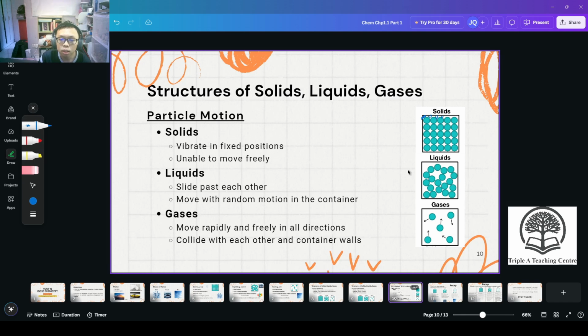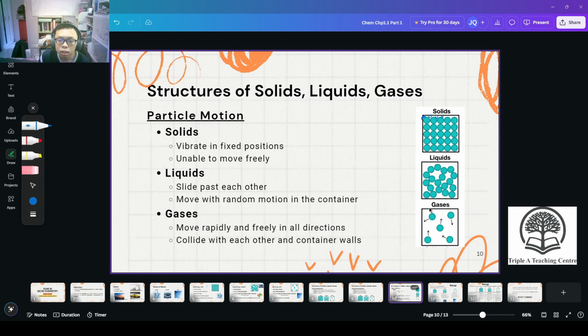For liquids, the particles slide past each other and move in random motion in the container. Because they have some spaces, they can move a bit, with random motion. So they can slide past each other. They can still touch each other, not like gases. Okay, the liquids can still touch each other and slide past each other. So this is liquid.